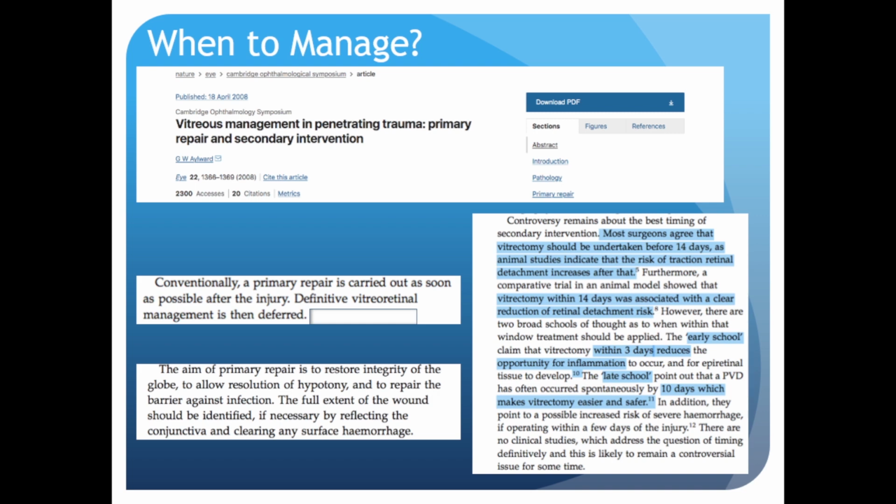There are two schools of thought. The early school says that we have to operate within 3 days, which reduces the opportunity for inflammation, and the late school recommends we should intervene by 10 days, which makes vitrectomy easy and a safer option. But most surgeons agree that vitrectomy should be undertaken before 14 days, based on animal studies.